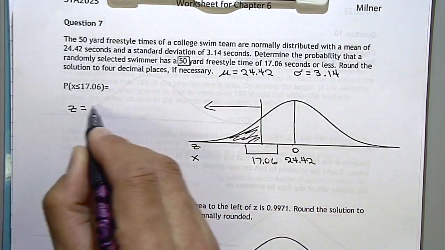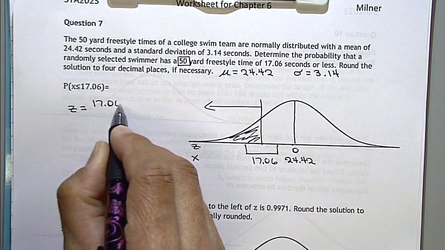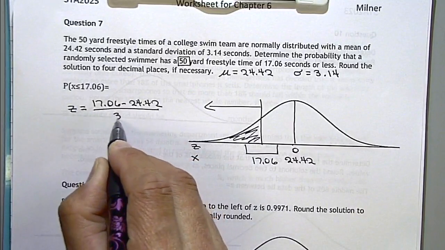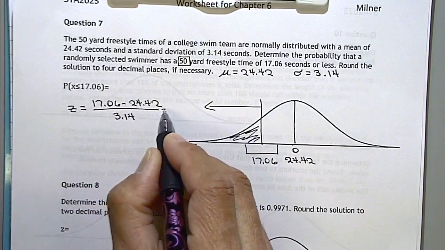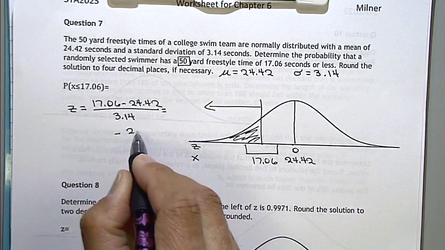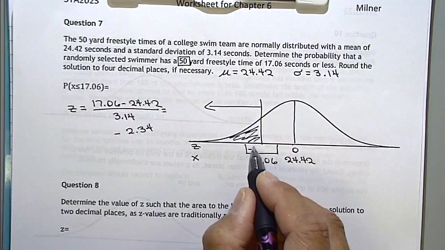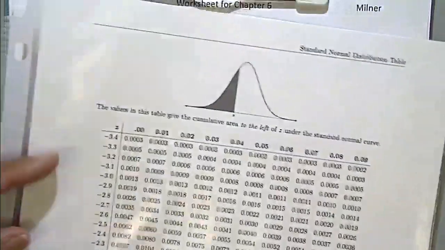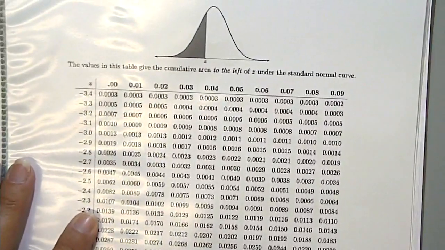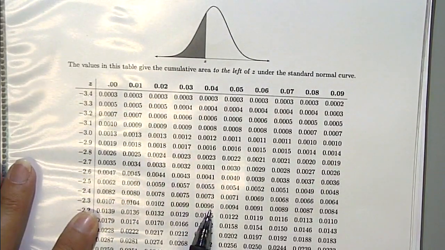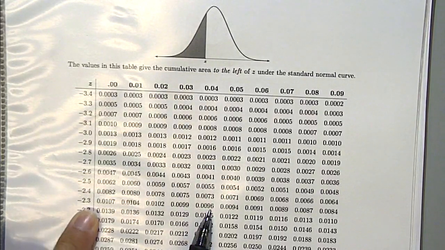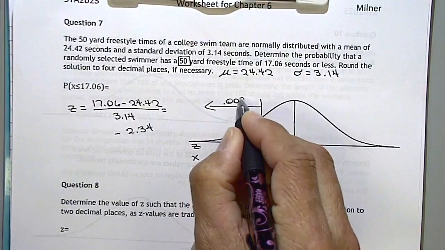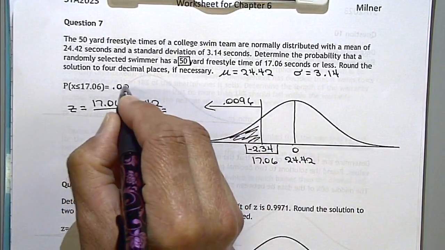Z is equal to the data value I'm interested in minus the mean divided by the standard deviation, and that's coming out to be a negative 2.34. I go to the z-table. Negative 2.3 is right here. 4 is right there. 0.0096 is what the area is. And that's my probability.